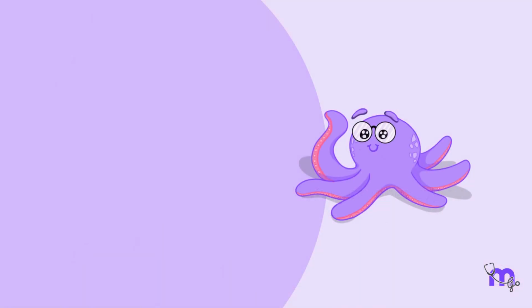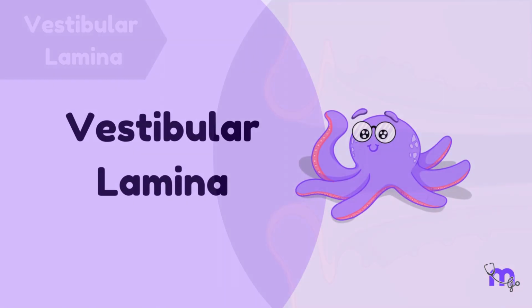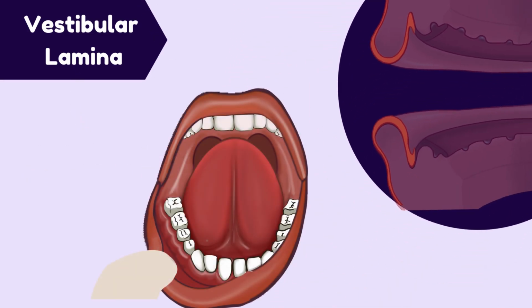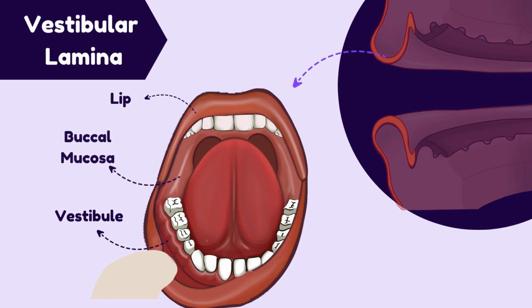Next, let's discuss the vestibular lamina. It is formed labially or buccally to the dental lamina in both arches. It is also called a lip furrow band, as it hollows and forms the vestibule between the alveolar processes of the jaws and lip or buccal mucosa.